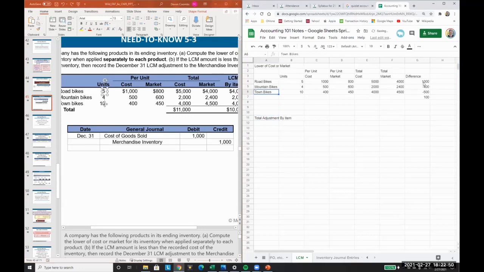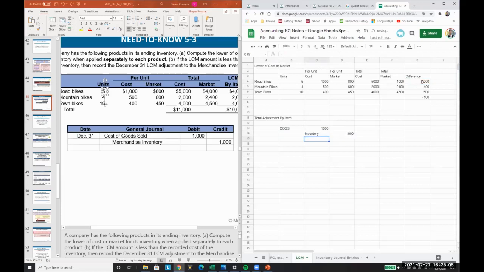Sorry, I have to reverse market. If I'm doing it by item, my adjustment would be 1,000, right? And we'd adjust it by cost of goods sold for 1,000, and we reduce our inventory by 1,000.